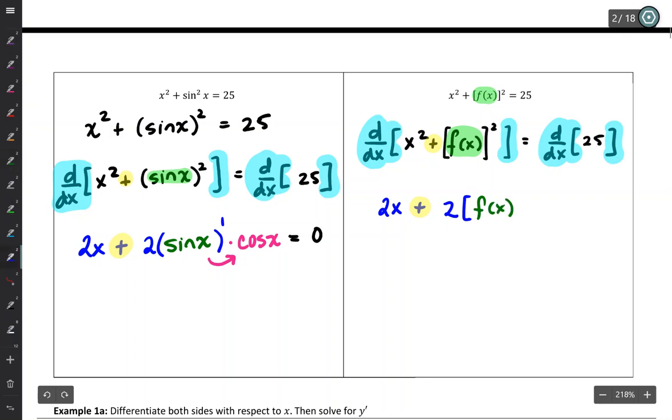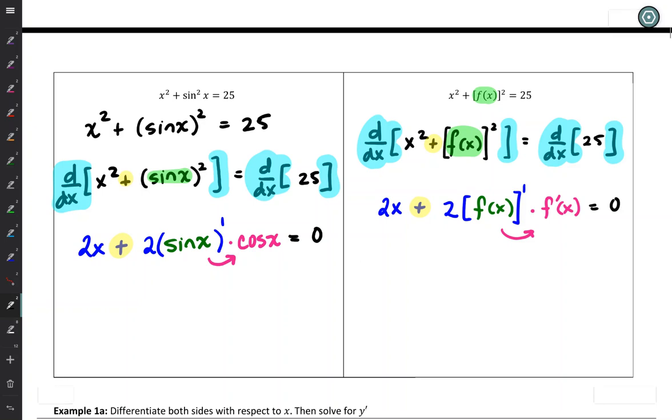to the power of 1, if you want. Chain rule, times the derivative of f of x. Well, the derivative of f of x, we just have a notation for that. That's f prime of x, equals the derivative of 25, which is 0.